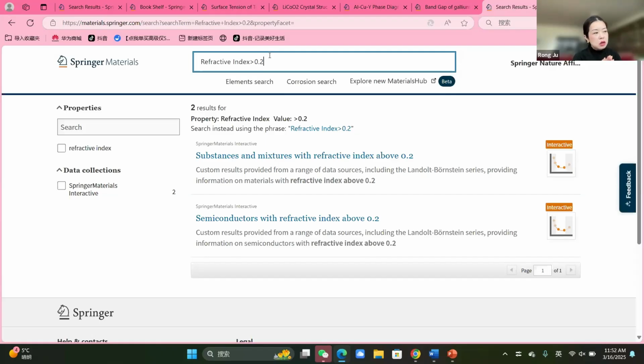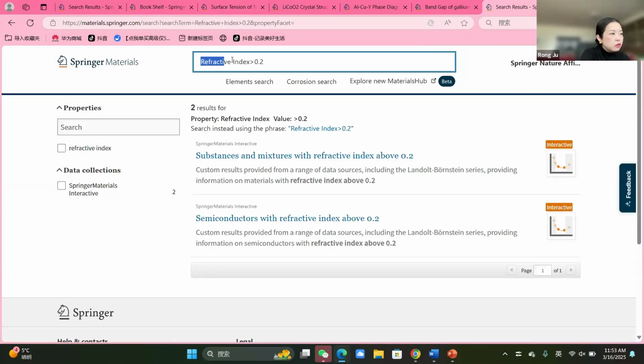But in SpringerMaterials, we do have such functionality right now. It's hidden unless you attend such an event, where we will teach you how to do it, but you won't be able to tell from the website. That's why we are also trying to improve here. So coming back to the case, we want to know all the materials or substances that have a refractive index above 0.2.